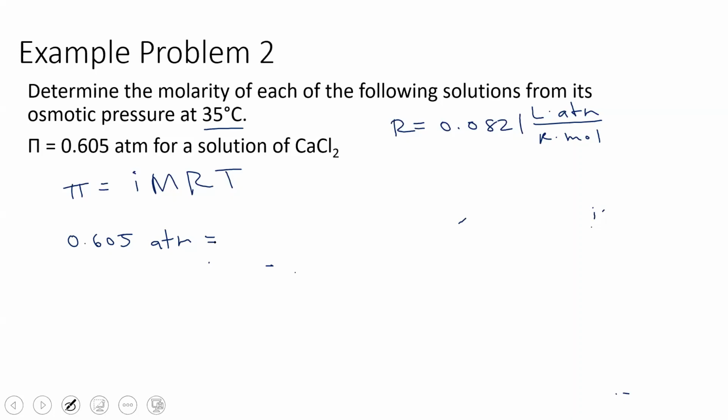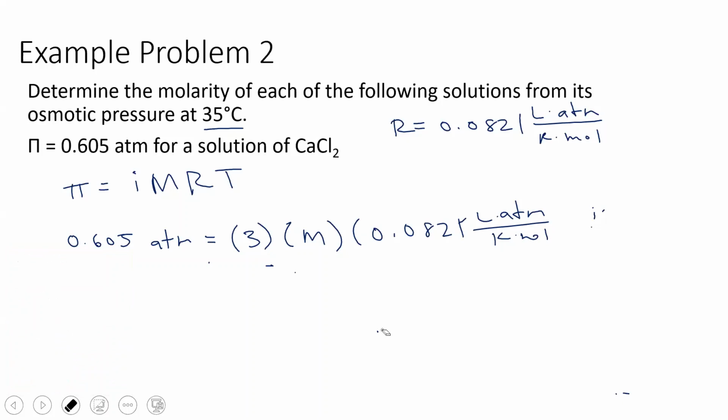And our Van't Hoff factor, well, what's going to happen when we put CaCl2 into water? You're going to get Ca and 2 Cl minus ions. So that'll give you a total of 3. And that means our i is 3. And our Van't Hoff factor actually doesn't have any units on it. Our M is what we're looking for. And we know that's in moles per liter. Our R we just plug in, 0.0821 liters times atm, K times mole.